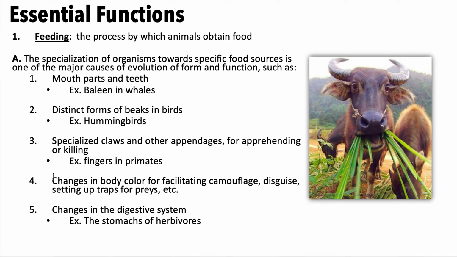It can cause changes in body color for facilitating camouflage, disguise, setting traps for prey, and things like that. And it can cause changes in the digestive system. So, for instance, the stomach of herbivores has evolved to have certain types of gut bacteria in it to break down the plants, right? They've actually seen in pandas, they're actually designed to eat more meat products than plant products, despite that they eat a lot of bamboo, right?